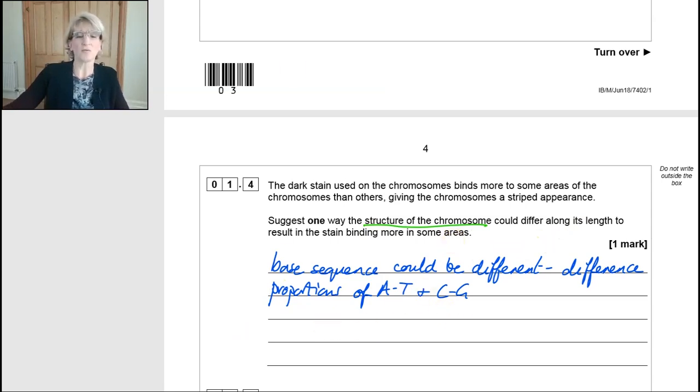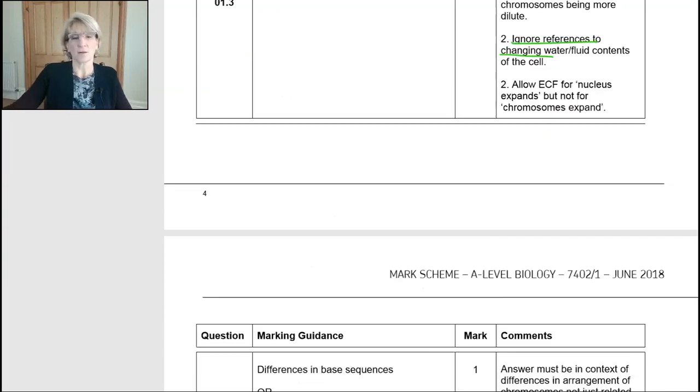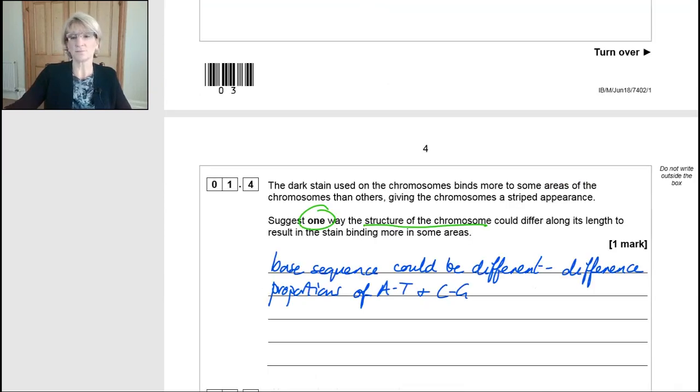I've gone with one rather than the other because notice they've asked for one way. If I wrote two down and one of those was wrong, it would cancel out my correct answer. If it says one, only write one. So the mark scheme does say differences in base sequence, so I've got the mark there.